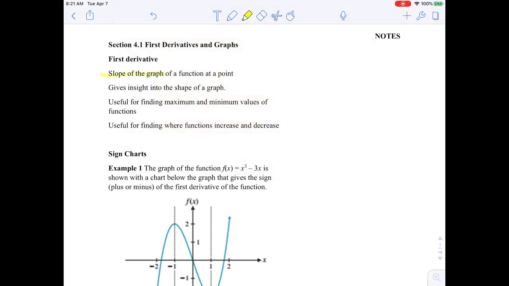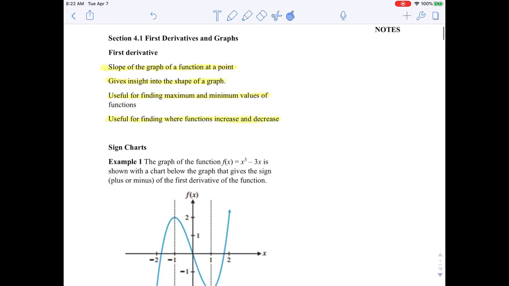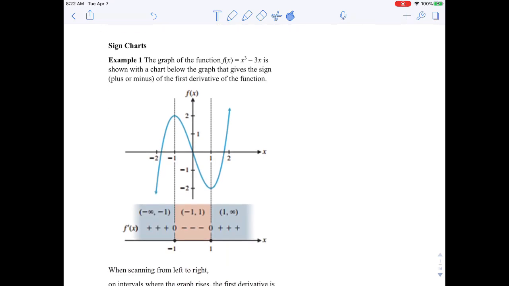the slope of the graph at a particular point. It will give us insight into the shape of our graph. And later in this section, we'll see that it's useful for finding the max and min values of our functions, and for finding where our functions increase and decrease. So that's where we're going to start. We use sign charts in order to determine the intervals where our function increases and decreases.